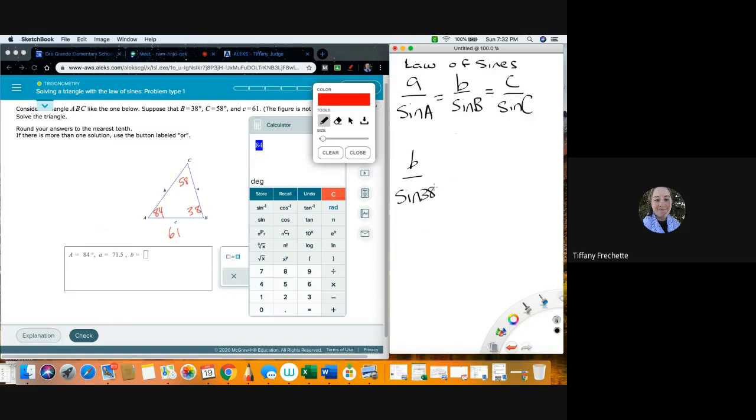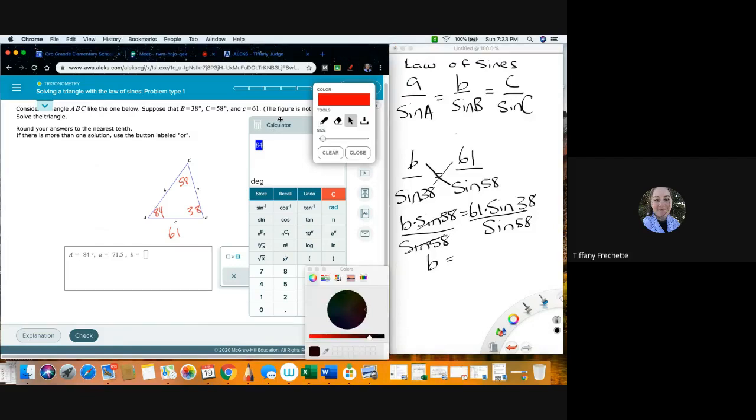Sine of 38 equals side C, which is 61, over the sine of 58. We're going to cross multiply, and we're going to get B times the sine of 58 equals 61 times the sine of 38. And then again, before you start breaking into the calculator, I would do this part, because if you round too early, you may get the wrong answer. So I'm dividing by sine of 58 on both sides. Because these match exactly, cross them off, and I get B equals.